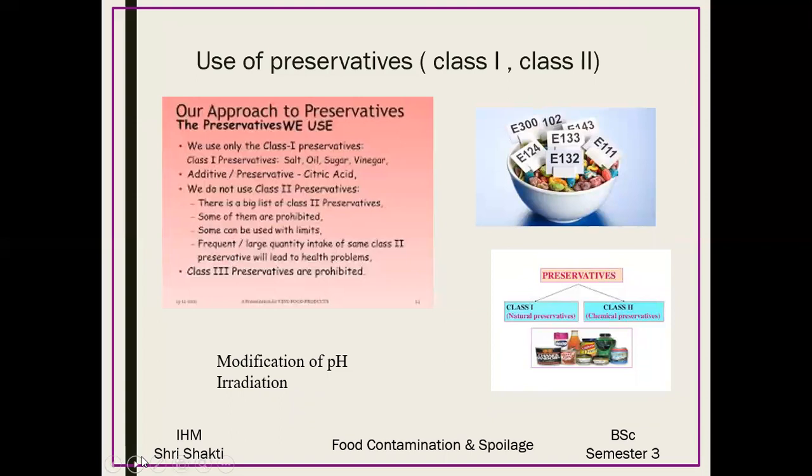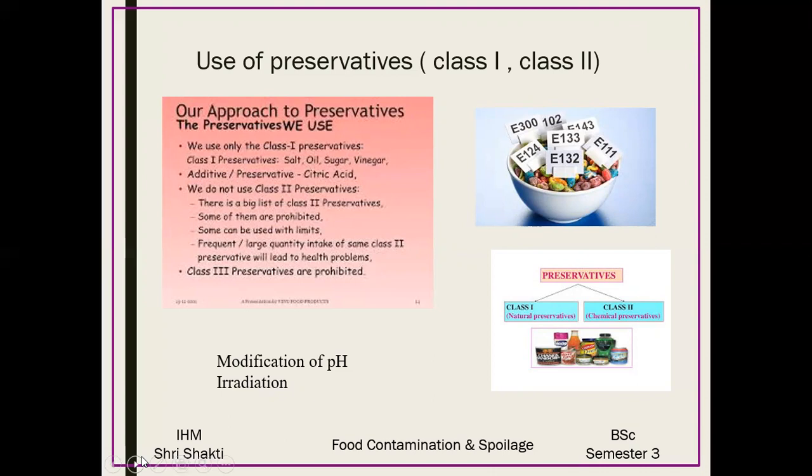Next, use of preservatives. Here we're using natural preservatives and artificial preservatives. Natural preservatives are class one preservatives, where you're using salt, sugar, oil. Class two preservatives are artificial preservatives, where you're using benzoic acid to keep your squash or ketchup for about 6 months to 1 year.